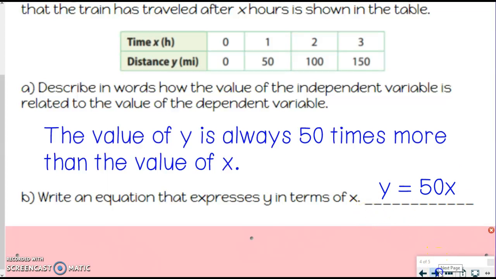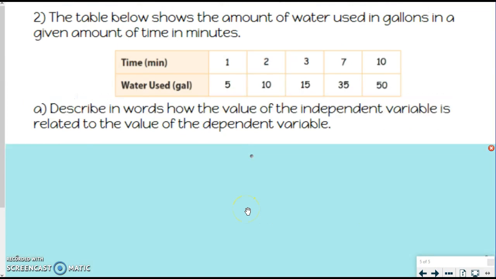Okay, let's look at one more, because sometimes they word these just a little bit differently. So we're using the water used, well, I'll just explain. It says the table below shows the amount of water used in gallons in a given amount of time in minutes. So they give us the minutes, they give us the gallons. They want us to describe in words how the value of the independent variable is related to the value of the dependent variable. So again, what is happening each time? When you compare the independent variable, which is time, to the dependent variable, which is water used, we can see that it's times 5 each time.